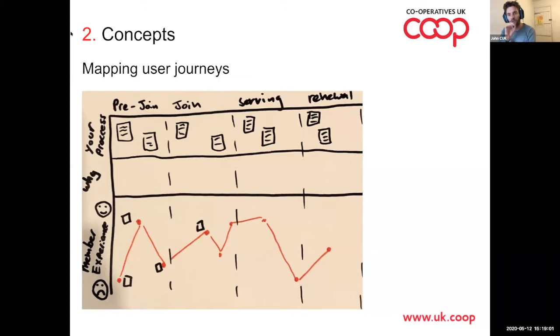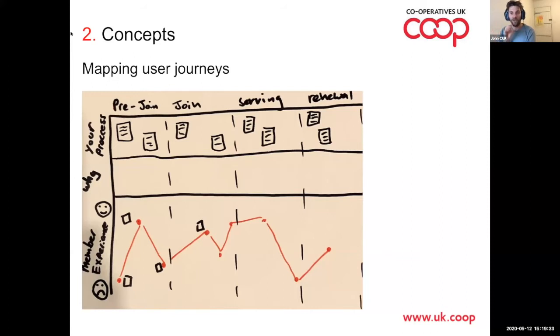And so you will plot that on, usually between minus 10 to plus 10, and you track that. And if you've got the image up, you can see there's a red line where I've plotted and tracked it. And what this is really useful for is you can marry how you think members are feeling and experiencing you and their journey with you against the actual bits of contact they've had with you. And it's a really good way of analysing whether a specific email or a specific process you can improve, because at that point in the journey, members are not as happy.